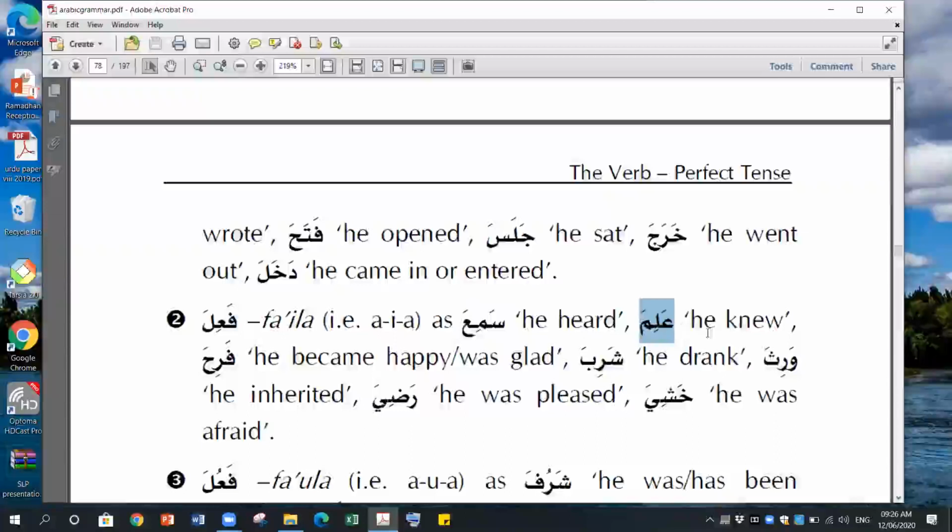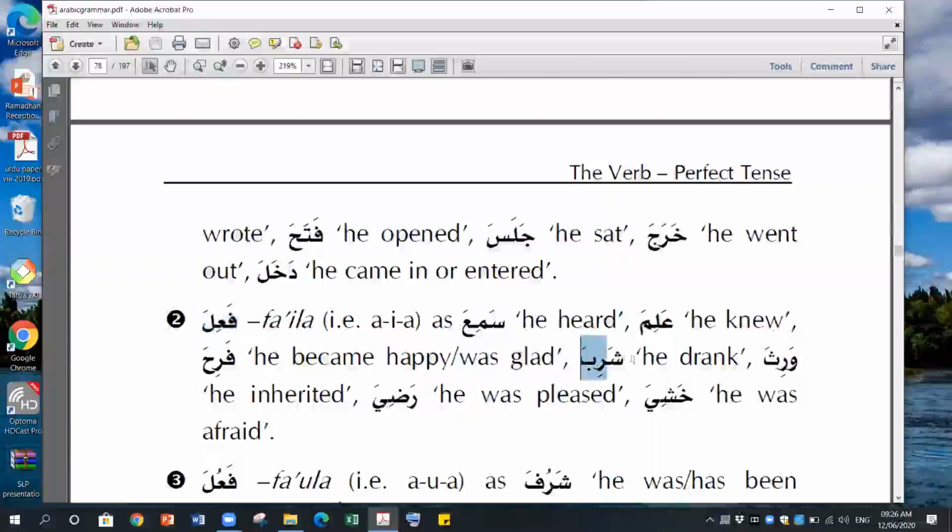I'm telling you again and again, these patterns are for past tense, right? So alima, there is no word alama. There is no such word. It is always alima. So we say it comes on the pattern of fa'ila. There are some verbs which come on the fa'ila pattern.